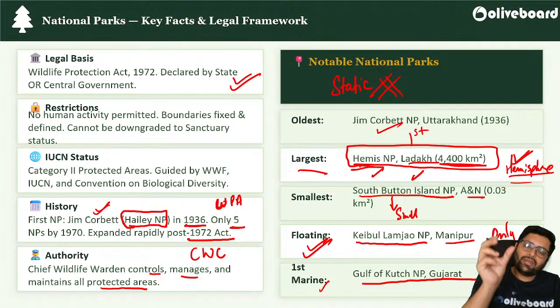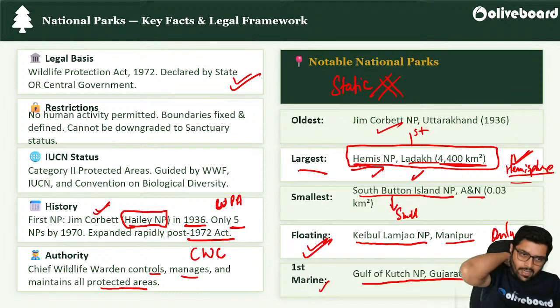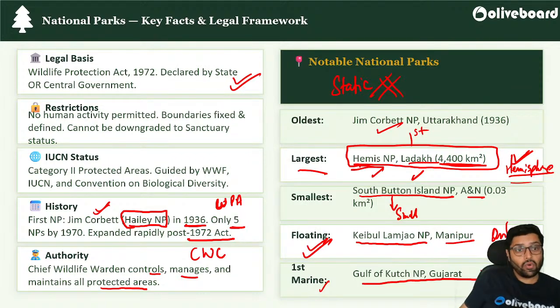So see, I have brought some static facts also for you so that you are able to correlate as to how to go about it, because many a times aspirants get confused as to how to approach a particular topic. Correct? So we saw some legal basis about it, some restrictions, history, and then we saw some notable national parks as per the static facts.